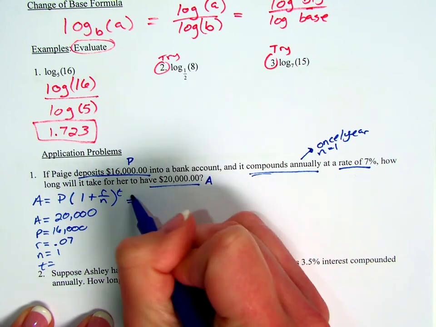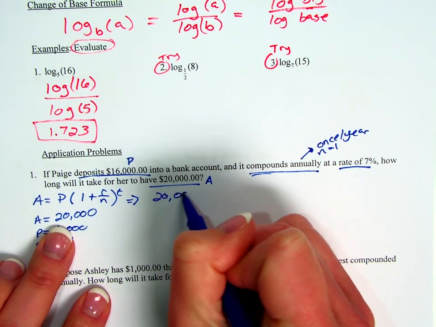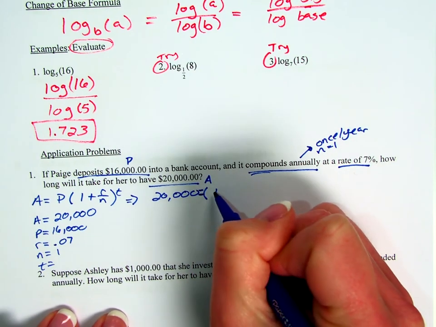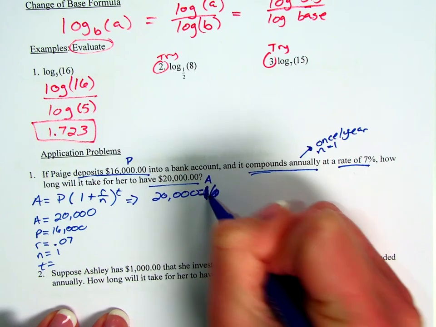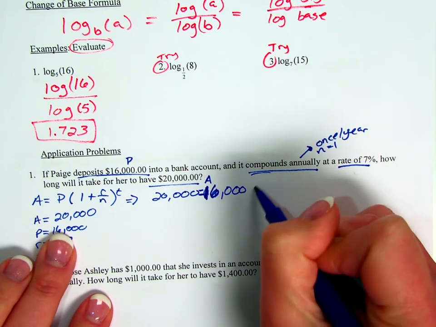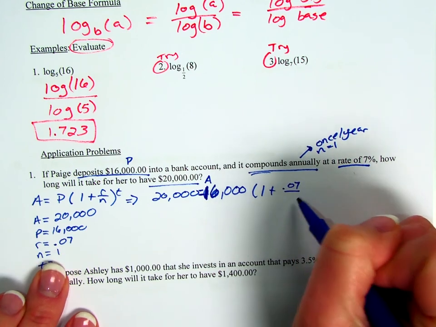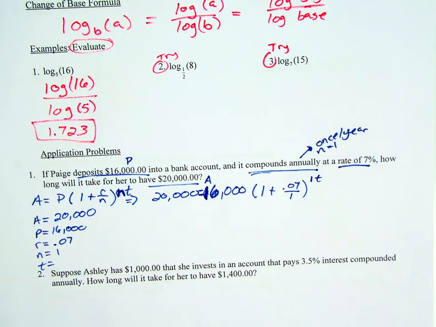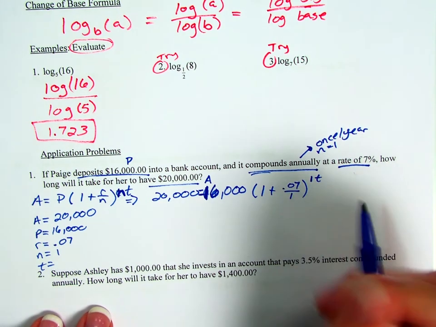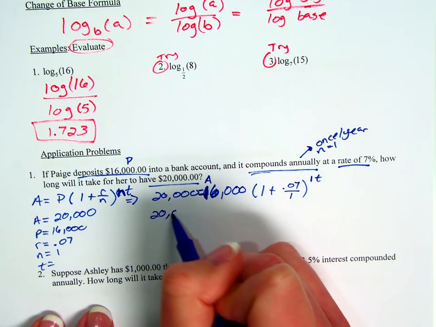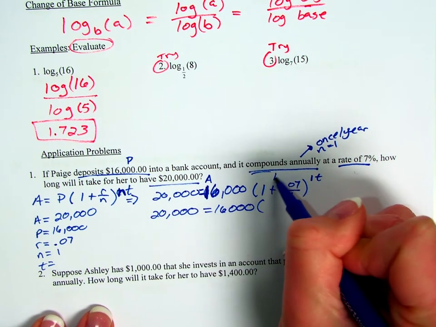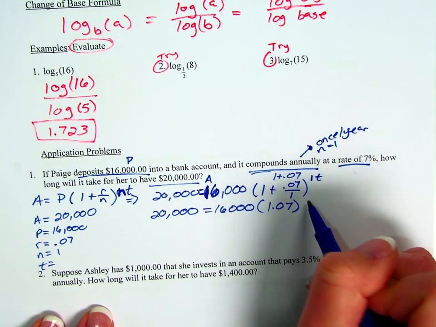So when I go to plug this in, my A is 20,000. 20,000 equals 16,000 for my P, times 1 plus R, which is 0.07, over N, which is 1, and then this is to the NT, so 1 times T, which would end up just being a T. Now I'd start simplifying. 0.07 divided by 1 would be 0.07, so 1 plus 0.07 is 1.07 to the T power.